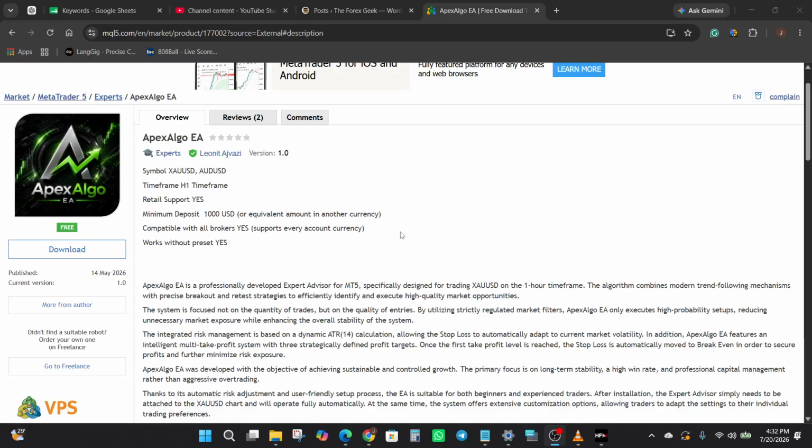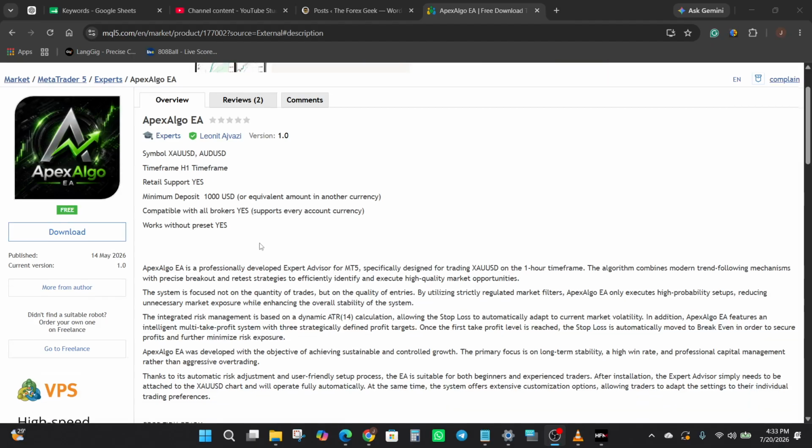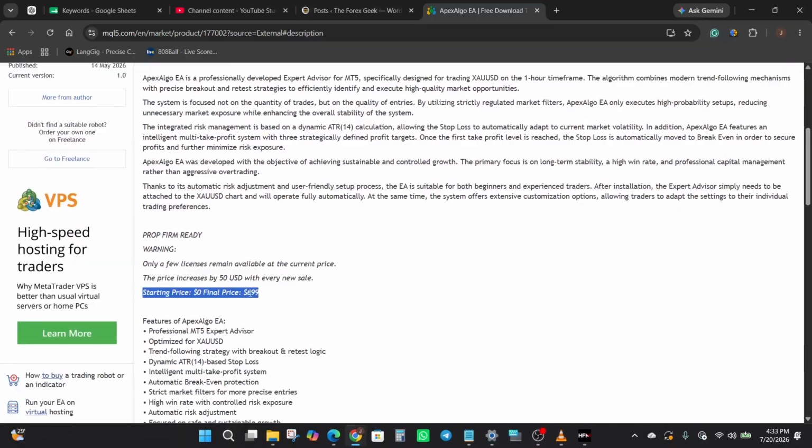Alright, so let us start on the MQL5 marketplace page. This is ApexAlgo EA version 1.0 by Leonid Ajvazi. It is listed as free right now, though the pricing note mentions it will increase with sales up to $699. You can see that's written here.